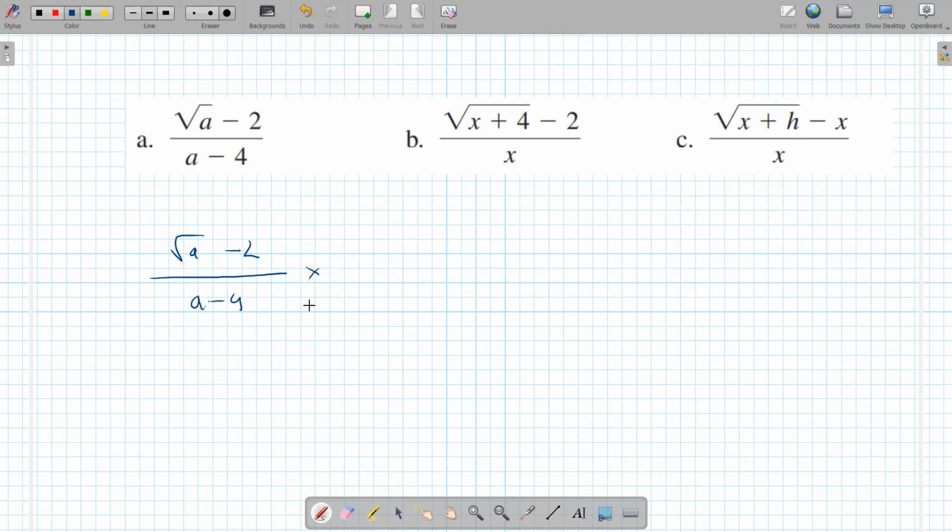So what's going to be the conjugate? Square root of a plus 2. Yes, root a plus 2, and then you do the same thing on the bottom. What do you get on top? Again, it's in the form of a minus b, a plus b, which is a difference of squares. A minus 4. Yeah.